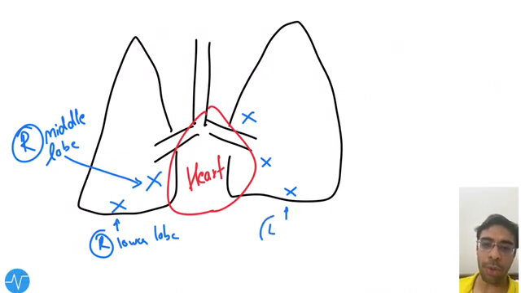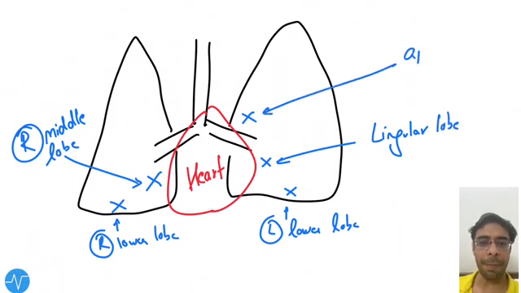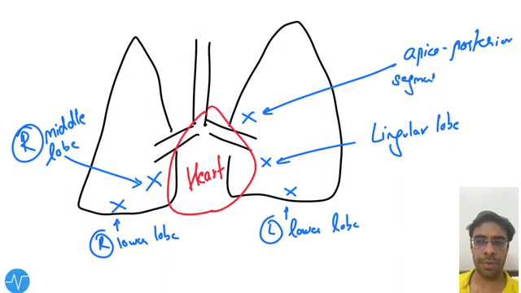Right diaphragm, right lower lobe. Left diaphragm, left lower lobe. At the left heart border, the lingular segment is in contact. Therefore, pathology of the lingular lobe is suspected. And the upper part of the aortic knuckle is the apico-posterior segment of the left upper lobe.